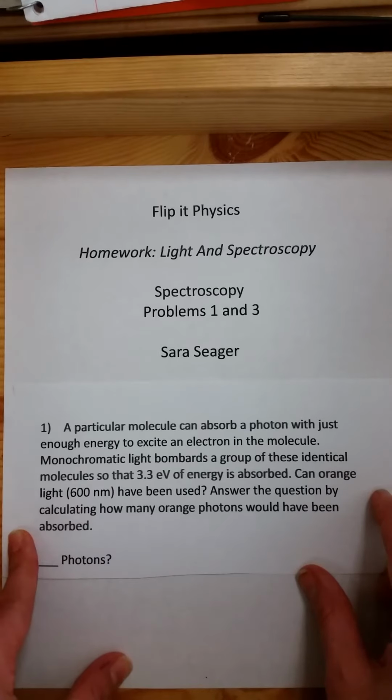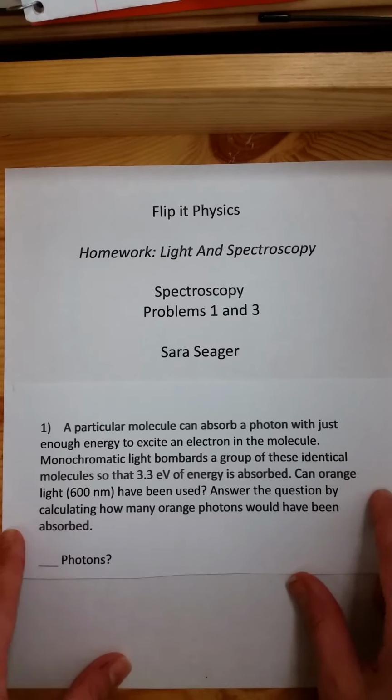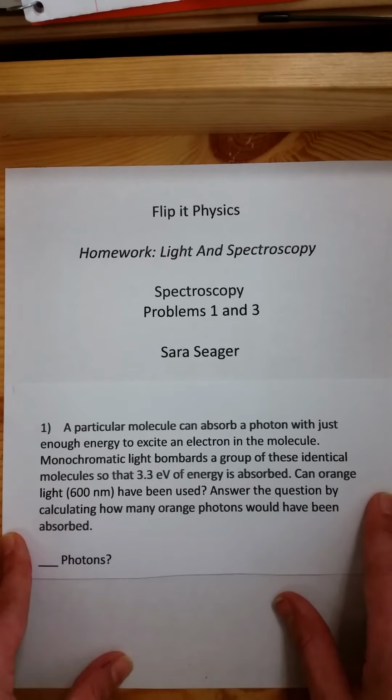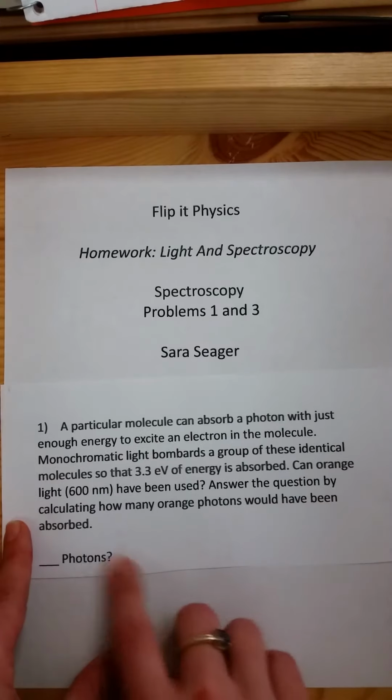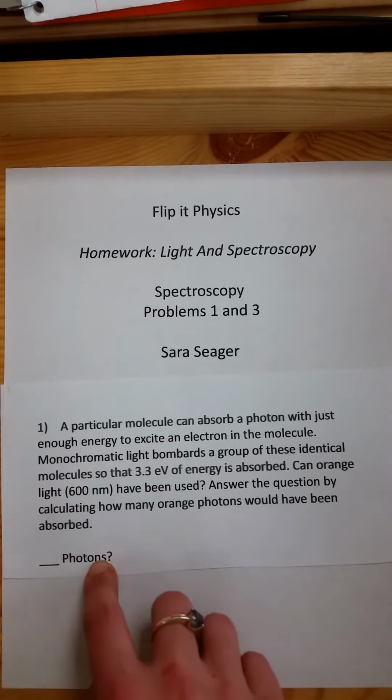Anyways, the first problem is: a particular molecule can absorb a photon with just enough energy to excite an electron in a molecule. Monochromatic light bombards a group of these identical molecules, so 3.3 electron volts of energy is absorbed. Can orange light, 600 nanometers, have been used? Answer the question by calculating how many orange photons would have been absorbed. So right here we're looking for the number of photons.